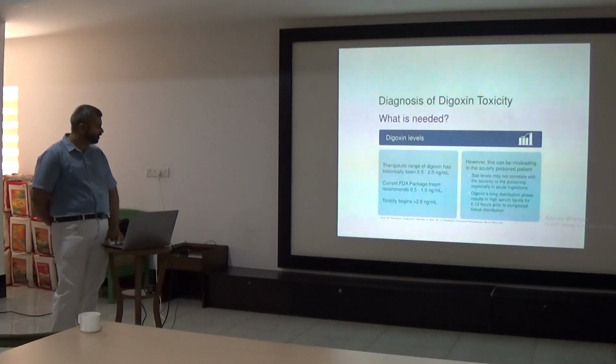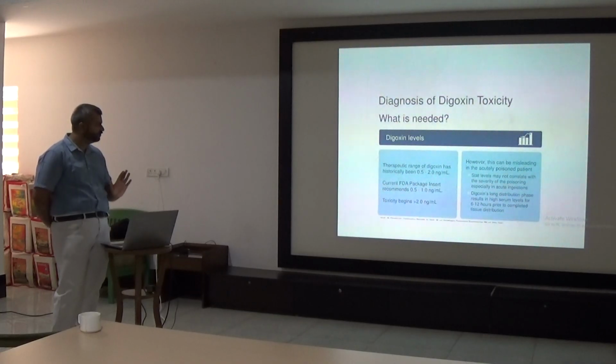These are the therapeutic levels described, 0.5 to 2 milligrams. Toxicity is said to be present if the levels are more than 2 milligrams. The traditional FDA approved range is 0.5 to 0.9 nanogram per ml, not 1. But again, we need to think that these are not the absolute limits.